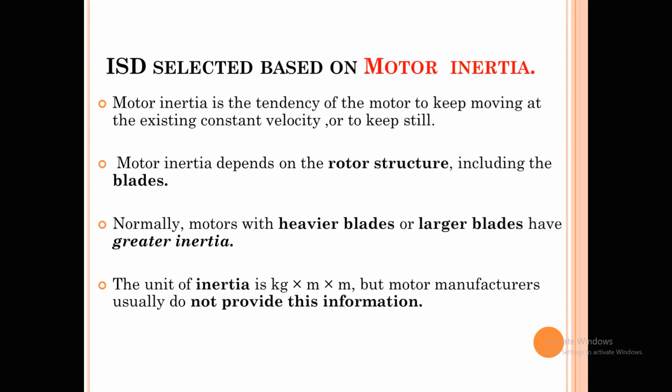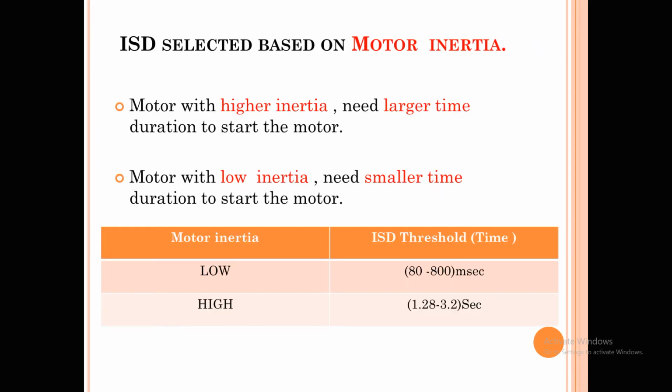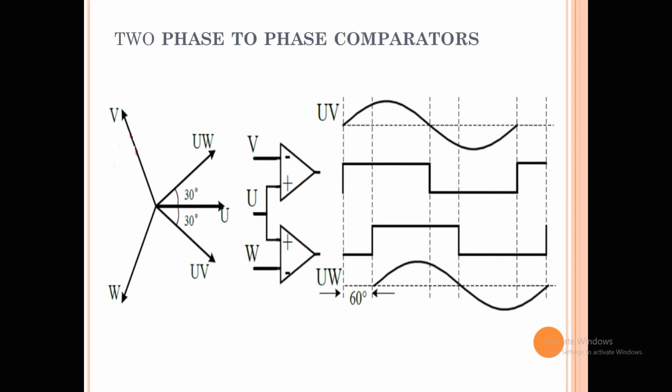Okay. Then another criterion that we have discussed is the motor inertia. What motor inertia means is, if your motor is very heavy and it's at rest, it will need some time to start. So if your motor inertia is higher, you need to allow the higher time duration, usually in seconds. If your motor inertia is low, then you have to provide a lesser time duration. Okay, so these are the few additions that I have discussed in our lecture.